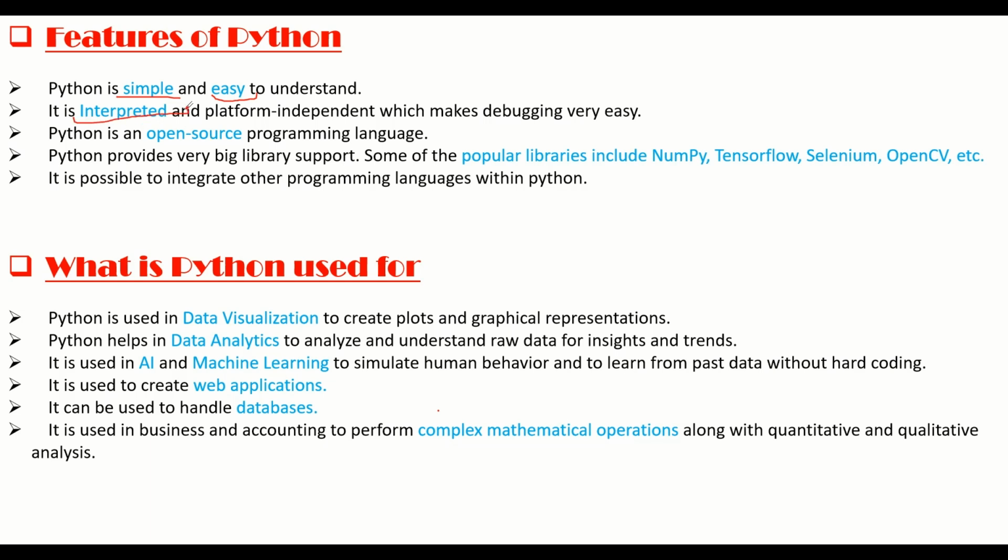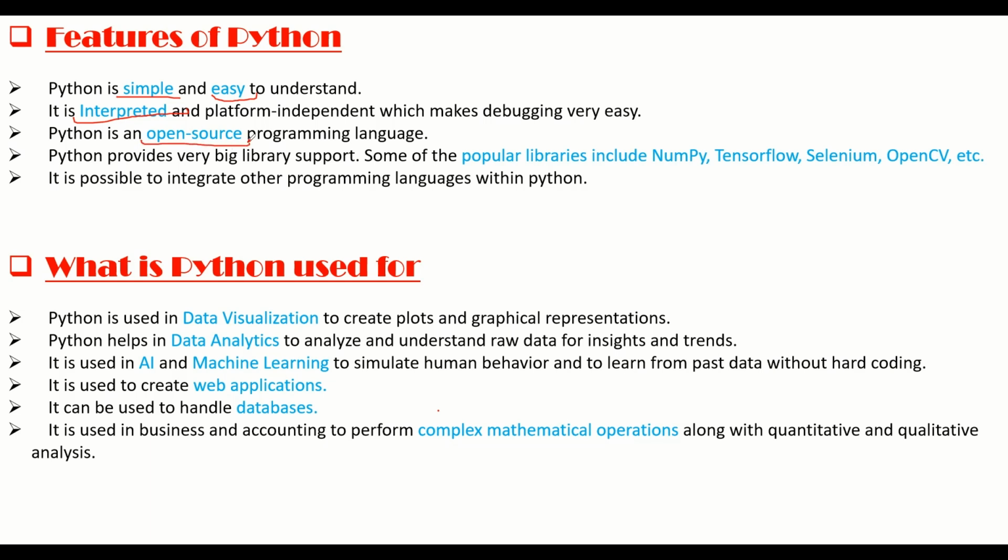And it is interpreted and platform independent, which makes debugging very easy. So Python is an interpreted language, meaning that code written in Python is executed line by line by the Python interpreter. This allows for quick typing and debugging since you can immediately see the results of each line of code. Additionally, Python is platform independent, which means that Python code can run on any platform without modification, whether it's Windows, Mac OS or Linux, making it highly versatile.